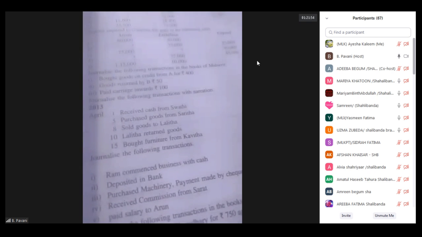So coming to the format, by seeing the transactions only we have to write the items here. Coming to the first transaction, they have given that they commenced business with cash. So under the transactions, you should write that sentence: commenced business with cash. Right now, I'm not writing.